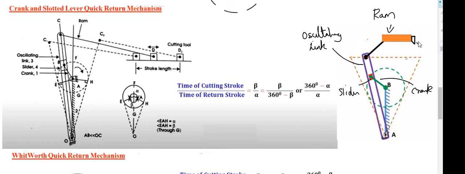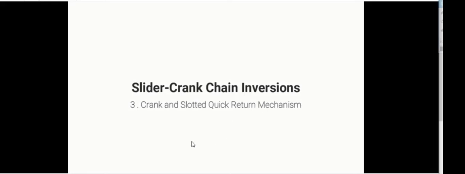And normally this is used in machine tool application. That last point will be a cutting tool. And this one is a fixed link here. So what happens is this slider rotates about this direction and you will move this ram to and fro. We will see how it happens. So we will see how a crank and slotted lever mechanism works.